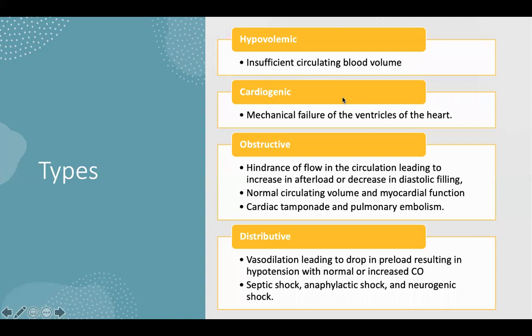Cardiogenic, mechanical failure of the ventricles of the heart. Obstructive, which is hindrance of flow in the circulation, leading to an increase in afterload or a decrease in diastolic filling. Remember the normal circulating volume and myocardial function here. And the most common examples are tamponade and PE. Distributive shock, which is vasodilation leading to a drop in preload, resulting in hypotension and normal or increased cardiac output. And of course, the most common example that we routinely see is septic shock, but don't forget about anaphylactic shock and neurogenic shock.